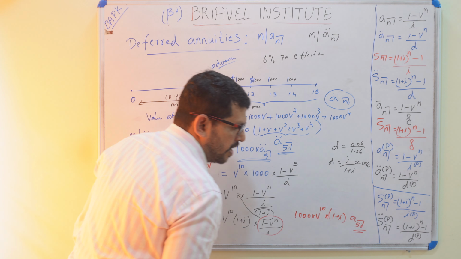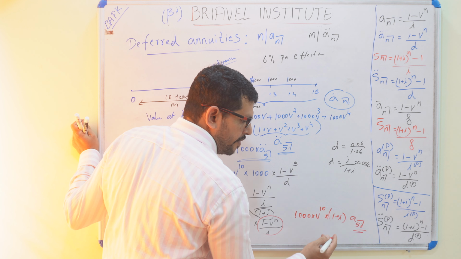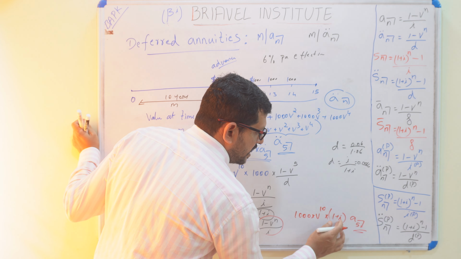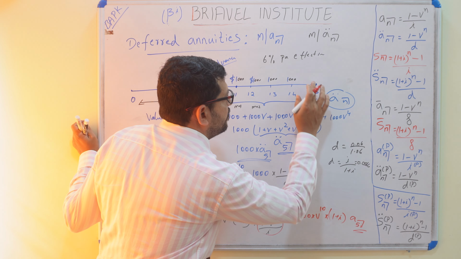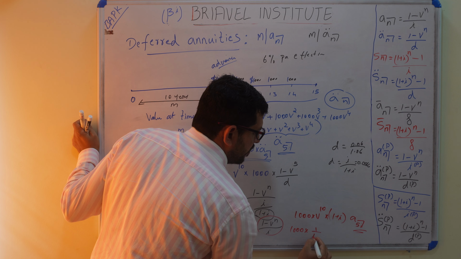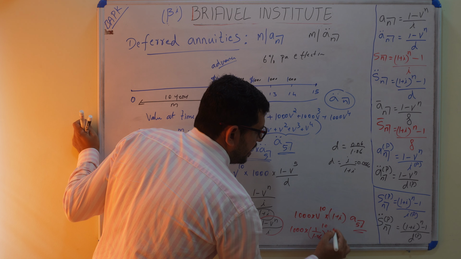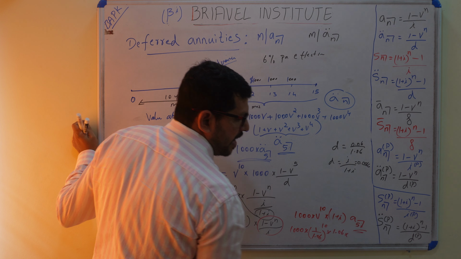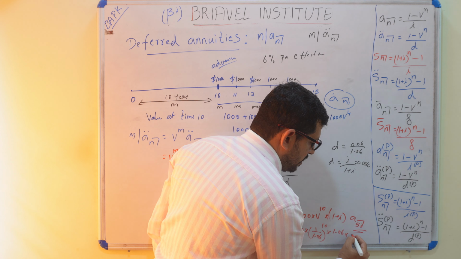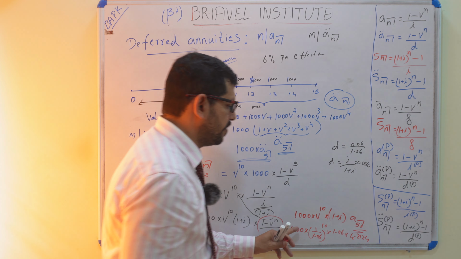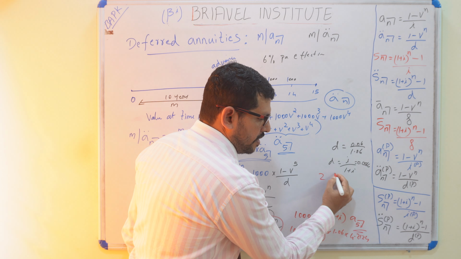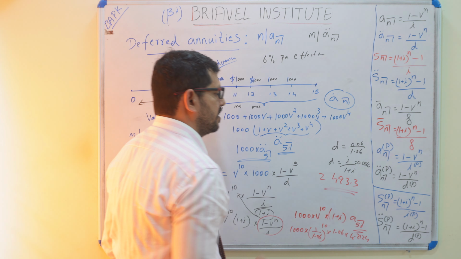So a5 we directly get from the table. We get the answer of 1000, we substitute v raised to 10, and 1 plus i, it is a 6% rate of interest. So it is 1000 times v raised to 10, 1 divided by 1.06 all raised to 10, and 1 plus i is 1.06, and a5 we get from the table, it is 4.2124. So if you multiply all, we will again get 2493.3 or something.